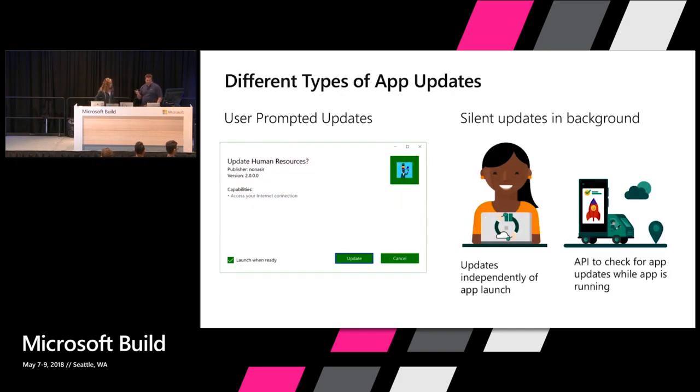And then for the user prompted updates and the API check, those will be coming in the future release of Windows. But the silent updates and what we demoed today is actually available in the 1803 update of Windows, right? Correct. Cool.